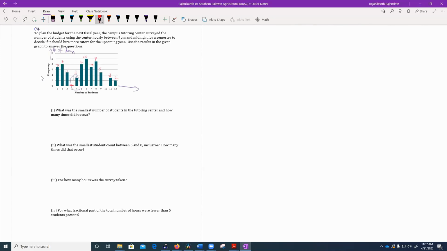Now look at the first problem. What was the smallest number of students in the tutoring center, and how many times did it occur? How many times means they are talking about the hours. Okay. So if you look at the number of students, the smallest possible value is 0. But how many times did it happen? It happened 7 times. Frequency means number of times. That means for 7 hours, no one showed up, right? Therefore, 0 and 7.